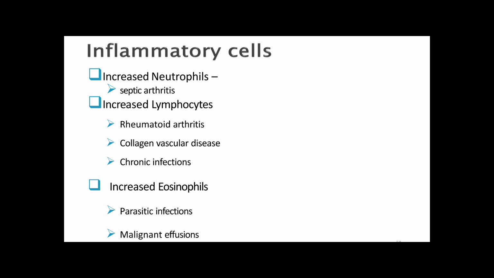So normal cell, what is the normal cell? Synovial cells, but sometimes due to the inflammation, you can see inflammatory cells. It depends on the infection, right? Next one is lymphocytes. Lymphocytes are also few in number, and increased numbers can be seen in rheumatoid arthritis, collagen vascular disease, and chronic infection.